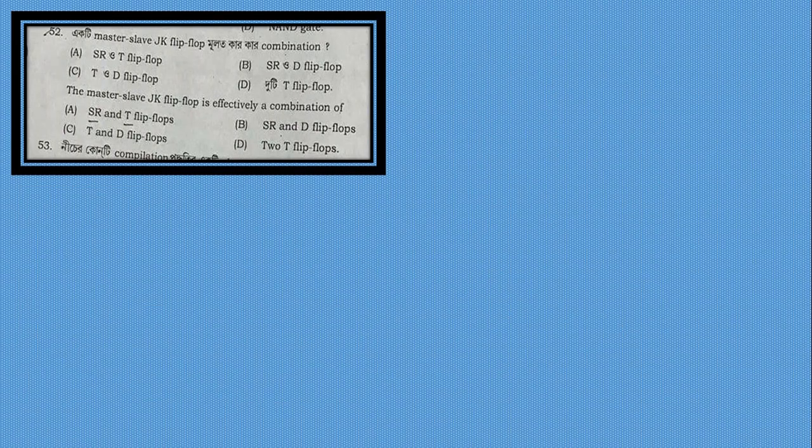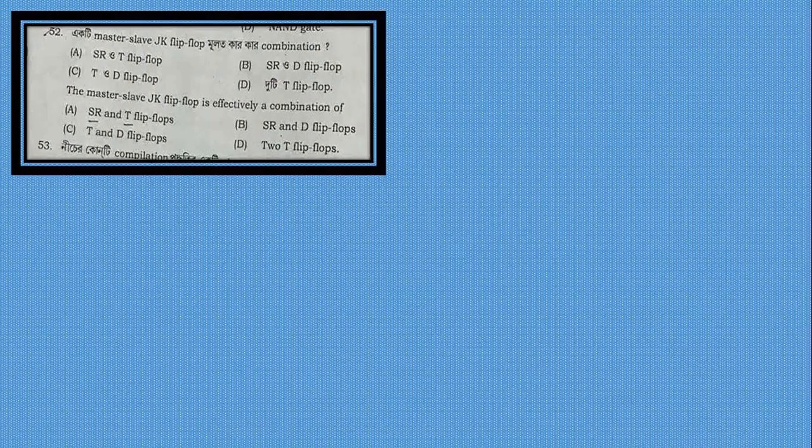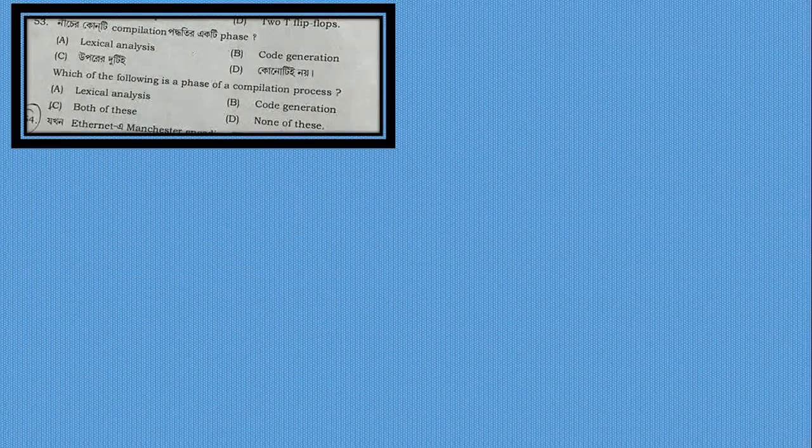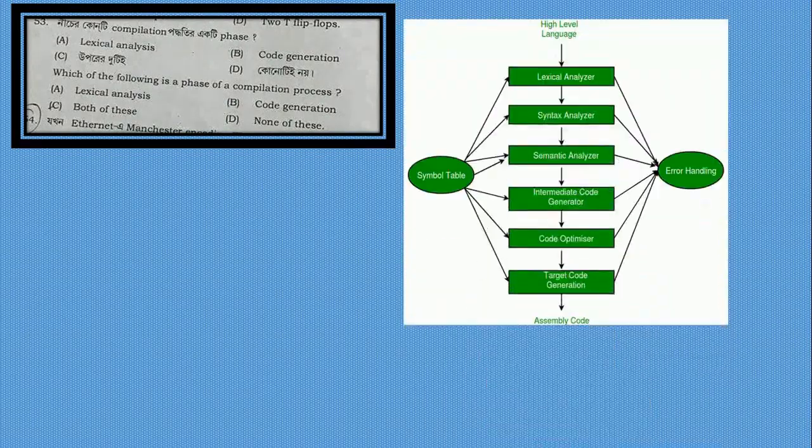The master slave JK flip-flop is effectively a combination of SR and T flip-flops. So A is the answer. Which of the following is a phase of a compilation process? Lexical analysis, code generation, both of these, none of these. Here lexical analyzer and code generation are phases. So C is the answer.